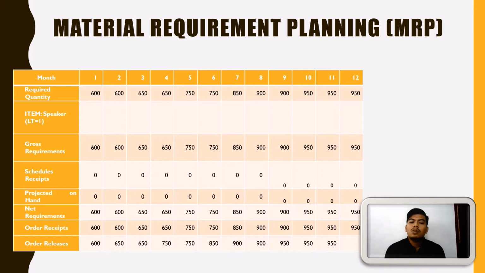For the net requirement, it will follow the gross requirement as it follows the chase demand, and the order receipt will also continue to follow the net requirement and the gross requirement. And finally, for the order release, it will follow with the second month, 600. It is because we use lot for lot.